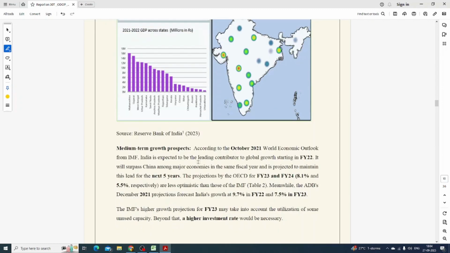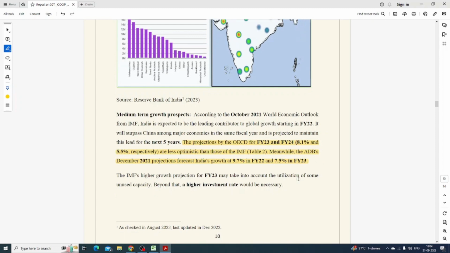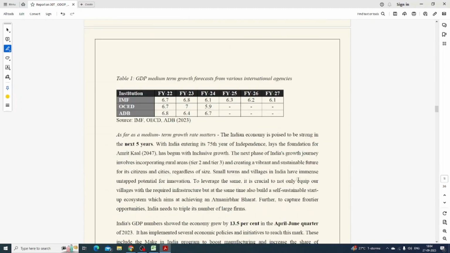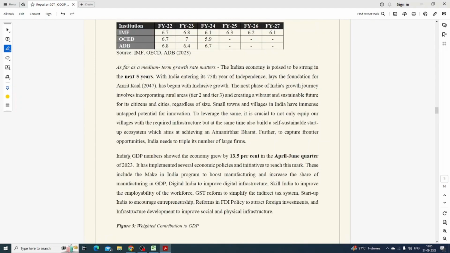Okay, now medium term growth prospects. In this also they have mentioned that India would be growing at a projected growth of 8.1% or 5.5% for 2023 and 2024. But the IMF has revised it and stated that it would grow at 9.7% in 2022 and 7.5% in 2023.